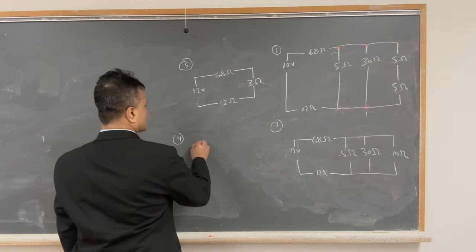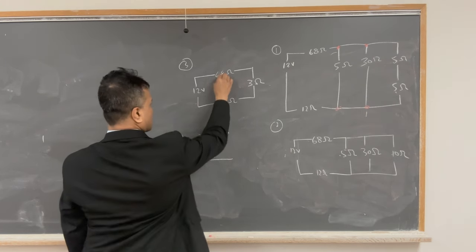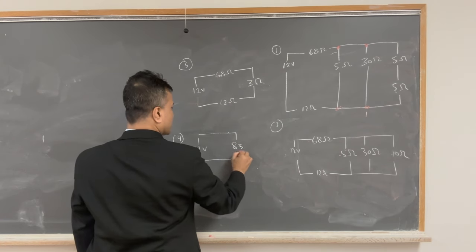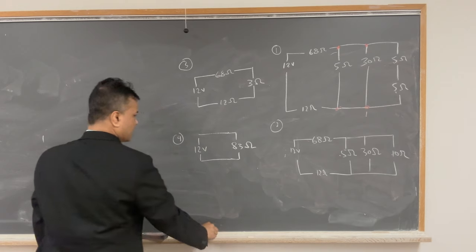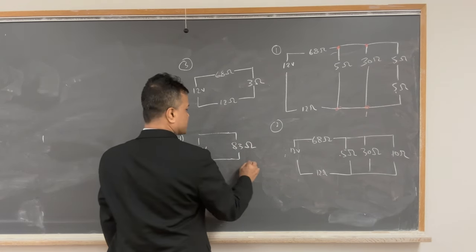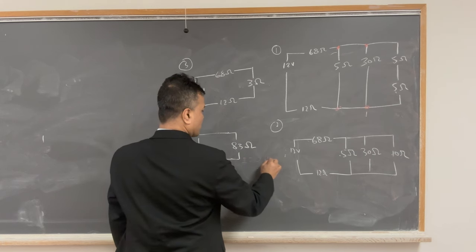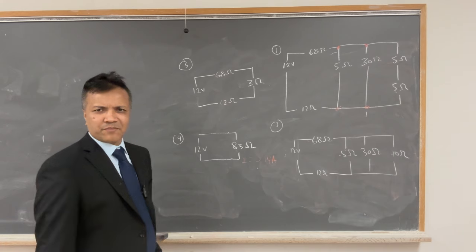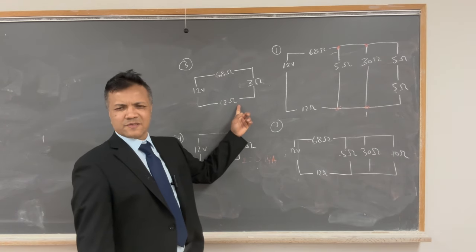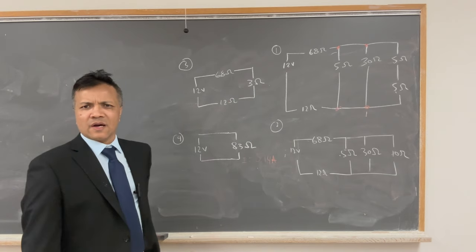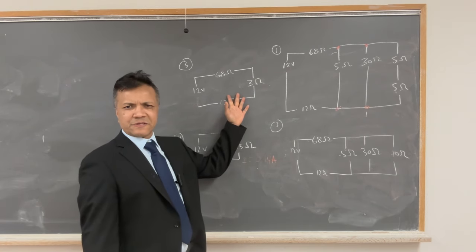So 12 volts, if we add them up, this is 83 ohms. Okay, now let's find the current. Current is, of course, 12 divided by 83, which is 0.14 amps. 83 came from, of course, 68 plus 12, which is 80, plus 3, which is, of course, 83. And they are in series relationship.